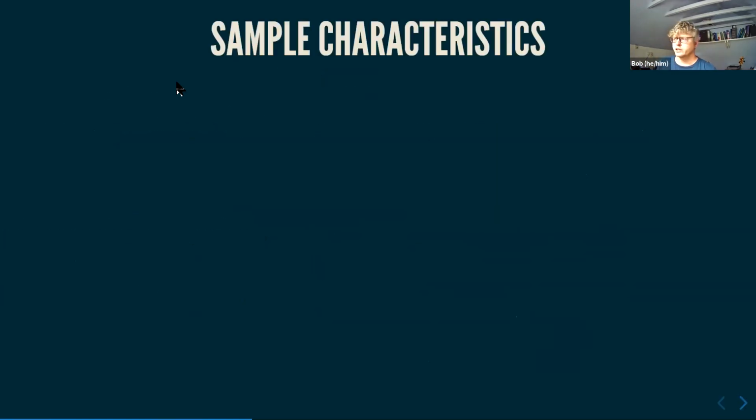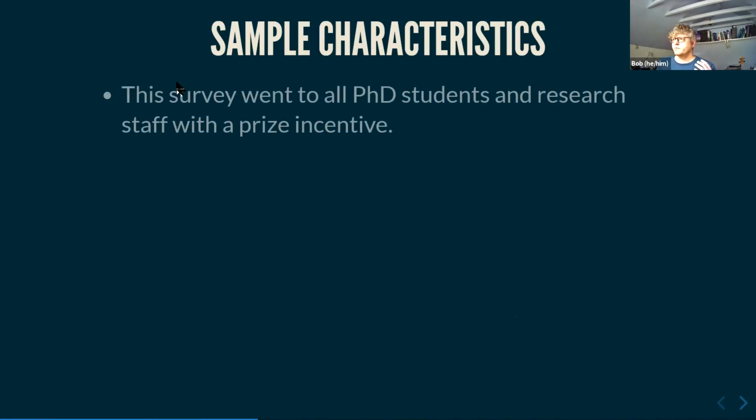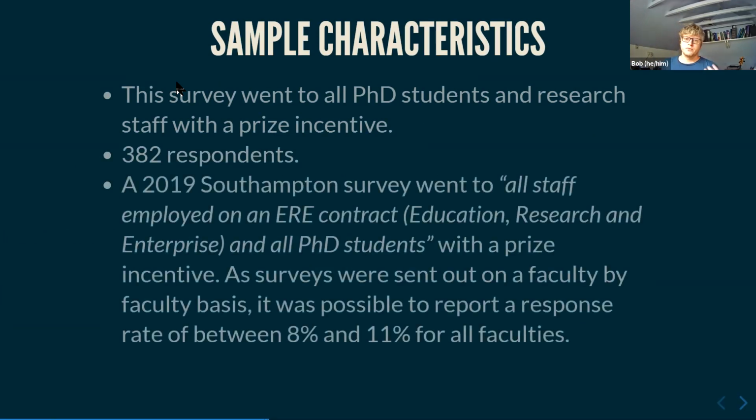Starting off by looking at the characteristics of the sample, it went out to all PhD students and research staff by email, with a prize incentive. The text of the emails is in that repository. We had 382 responses. The Southampton survey has a benefit over what we were doing in that they sent the questions out on a per faculty basis. So they were able to say that they had a similar response rate for each of the faculties, which helps with the chain of reasoning and generalizing the conclusions. We weren't able to do that.